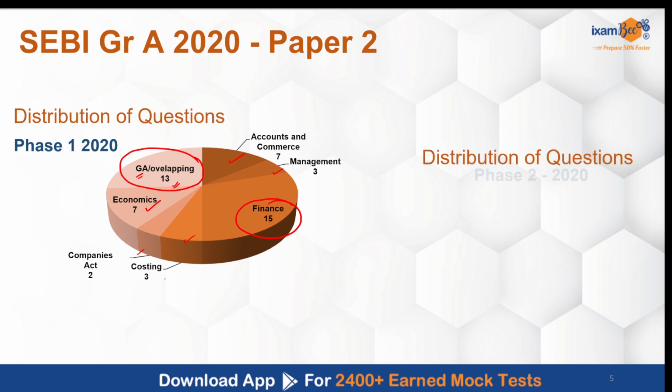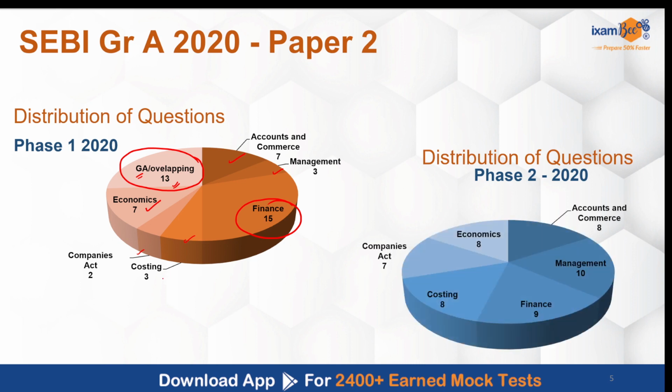So in phase 2 of 2020, we saw a better distribution with 8 questions coming from Commerce and Accountancy and Costing each and Economics, while there were 10 questions from Management, 9 from Finance and 7 from Companies Act. So a better distribution and focus on the syllabus was found in phase 2 2020.